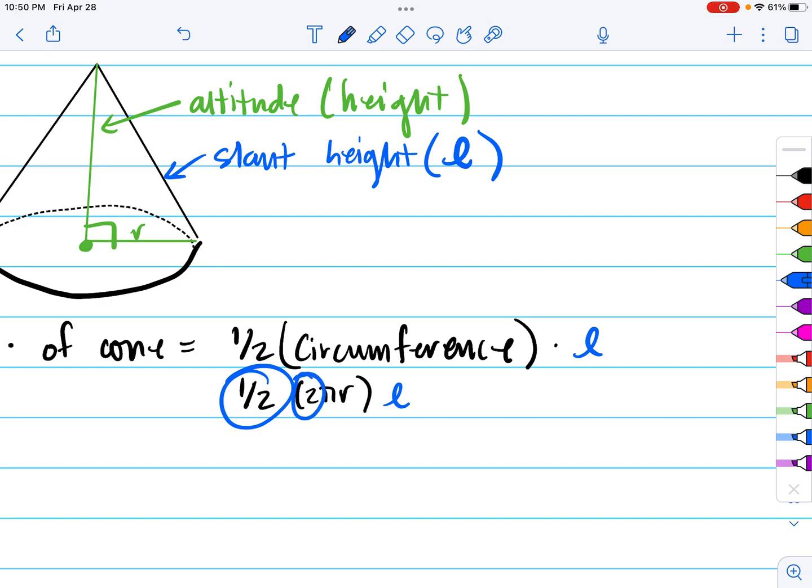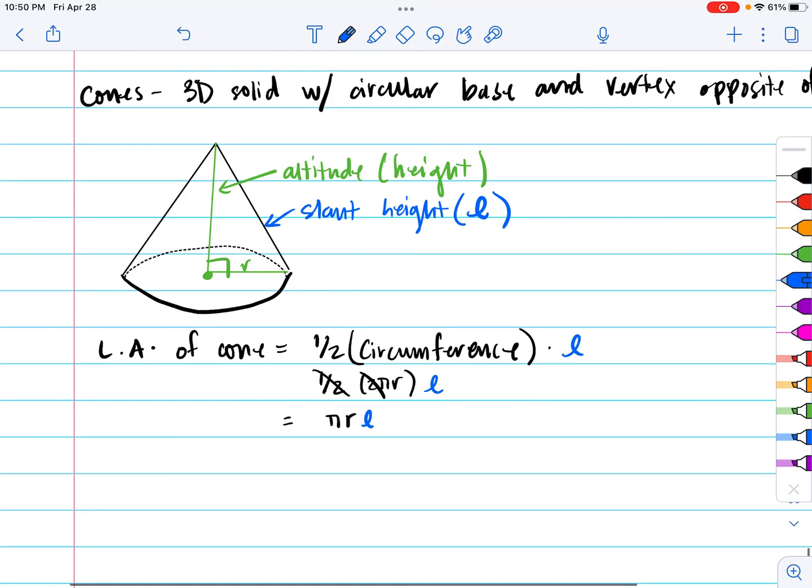But if you notice, we have a 1/2 here and a 2 here. 1/2 and 2 actually cancel each other out. They make 1. So lateral area of a cone is actually equal to pi times the radius times slant height. Okay? So that's actually really easy if you really, really think about it.